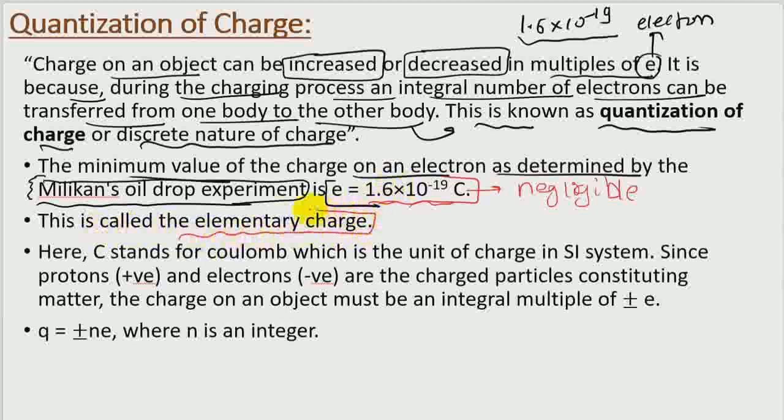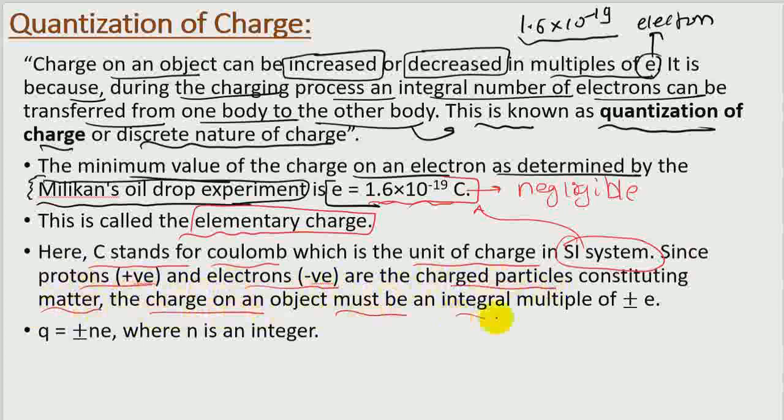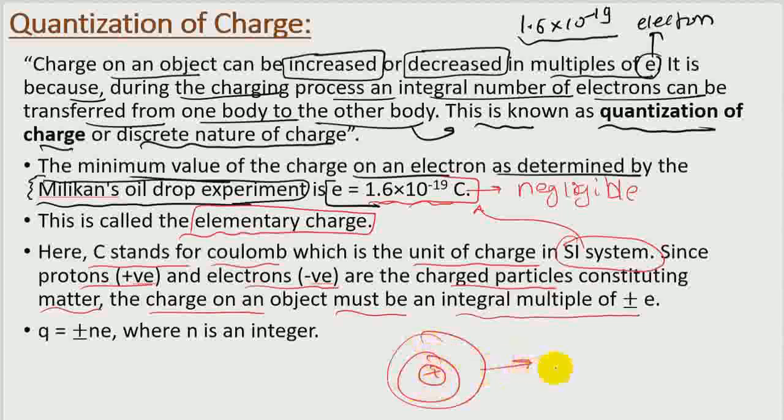Already you know, following the previous video, here C stands for coulomb, which is the unit of charge in the SI measurement system. Since protons (positive) and electrons (negative) are the charged particles constituting matter, the charge on an object must be an integral multiple of plus or minus e. So we describe the charge of an atom by using the fundamental unit of charge.